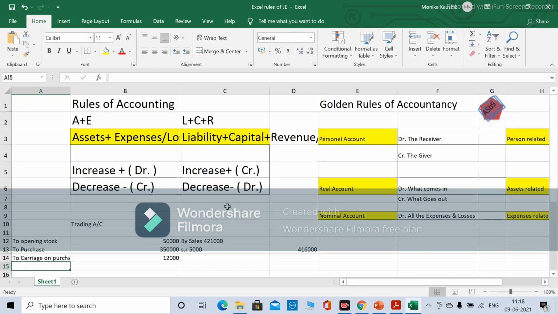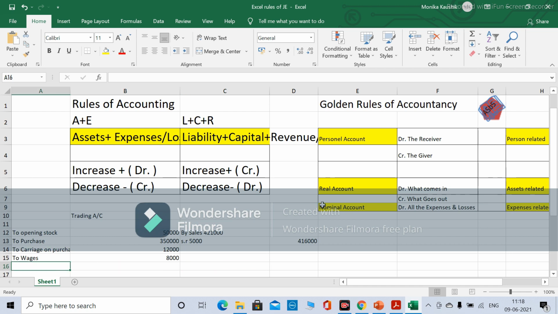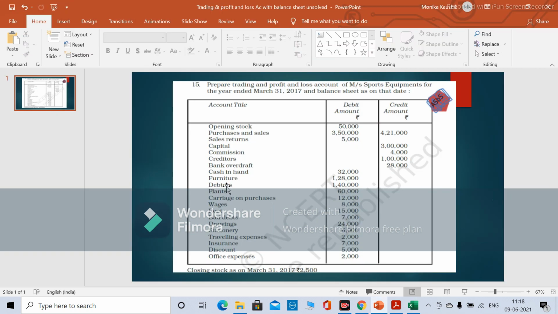Now the next one, wages, direct expenses, factory related expenses. To wages, 8,000. Rent, indirect expenses, profit and loss account. Bad debts, profit and loss account. Drawings, profit and loss, we need to deduct it from the capital. Stationery, profit and loss account. Traveling expenses, profit and loss account. Insurance, P&L. Discount, P&L and office expenses again.